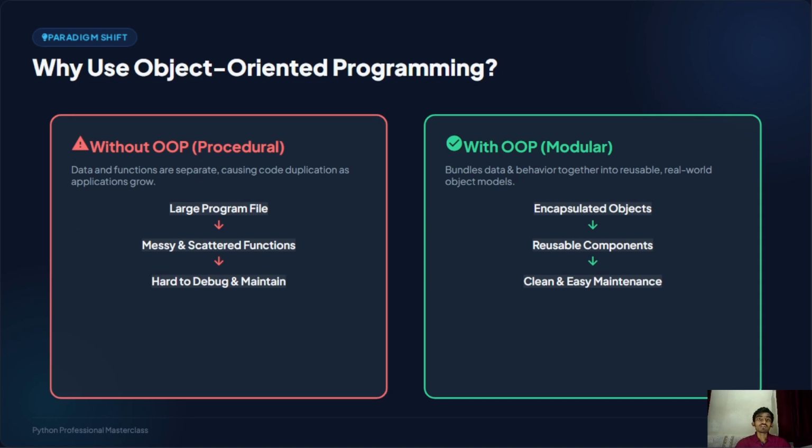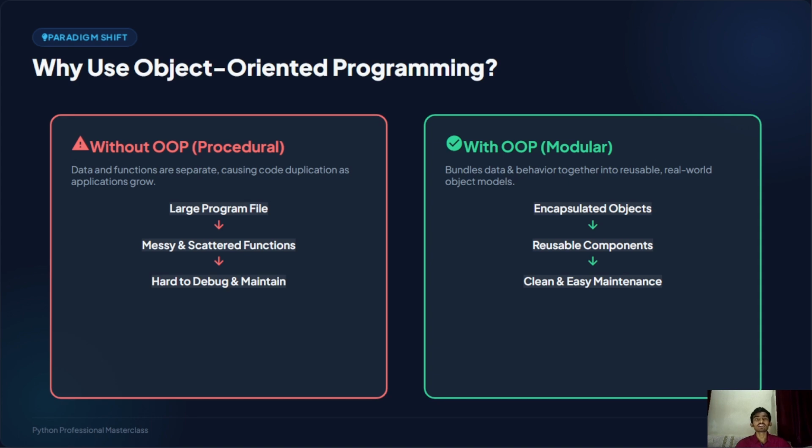Now, before we learn OOPS, let's find out why it was introduced. Imagine you are writing a very small Python program. Using normal functions is perfectly fine, but as your project grows, things become difficult. You will need to manage hundreds of functions, hundreds of variables, and everything gets mixed up. The code becomes difficult to understand, hard to maintain, and even harder to debug. This is called procedural programming. As projects become larger, procedural programming starts creating problems.